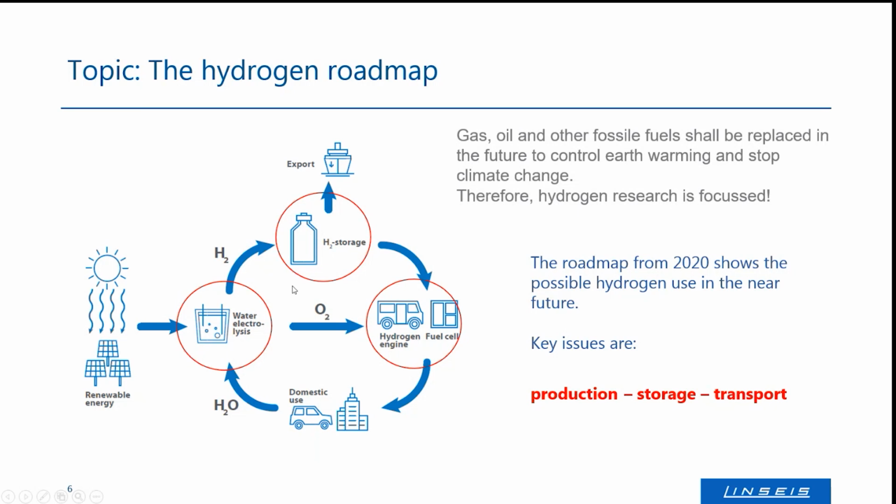So this roadmap focuses on how to transform renewable energies into chemical bound energy, that means into hydrogen, how to store it, how to export it, how to transport it, how to retransform it into energy, either by mobile use or by stationary use, how to use it in industries or domestic, and then getting the water back for the next cycle for new electrolysis and new cycling. So the key issues would be how to produce it, how to store it, and how to transport it.